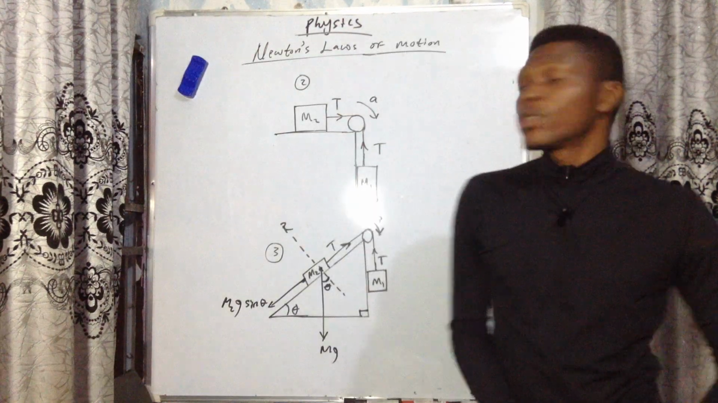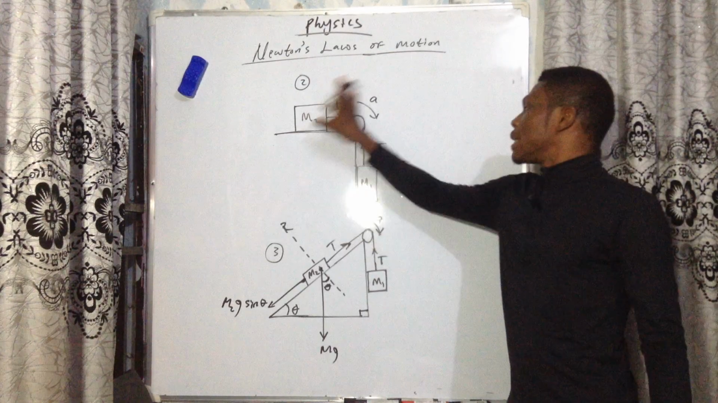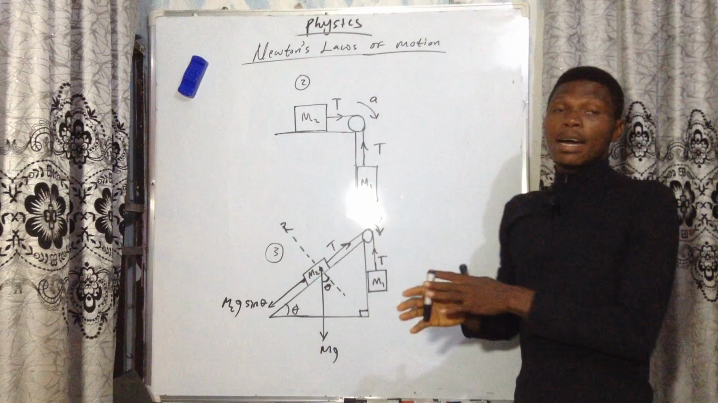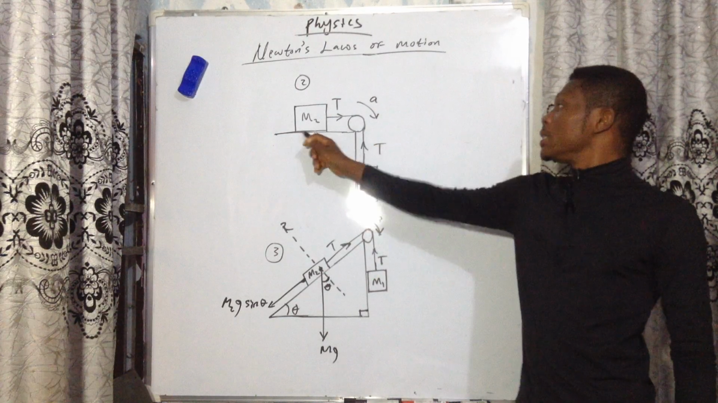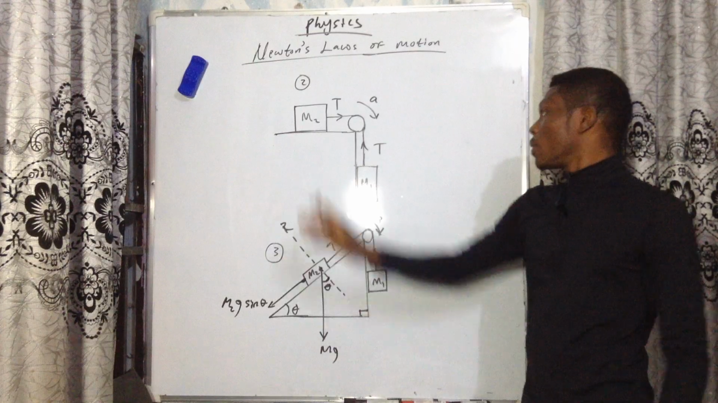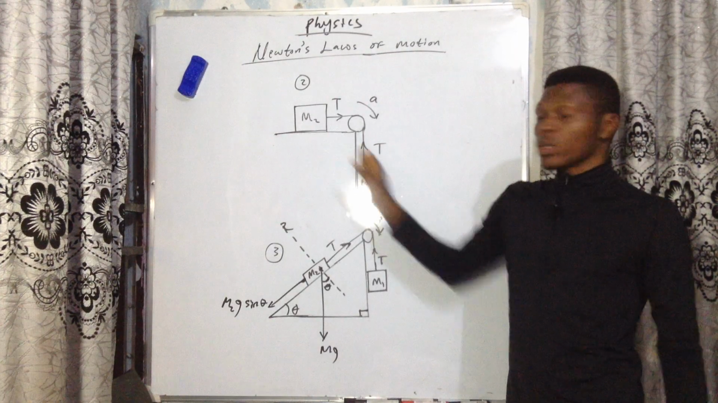Okay, guys, now over to the second question. Now, remember, if you look at this system, this is a modified Atwood machine. So now this surface is a frictionless surface. That is, no friction on this surface. Now we will find the net force on each of these bodies.